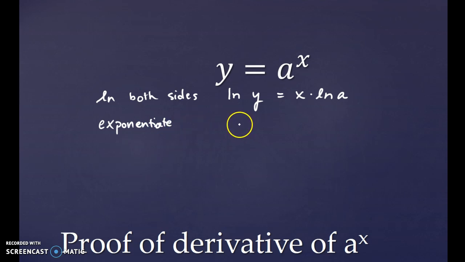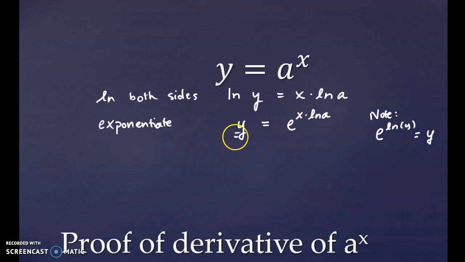So this would become just y, because e to the natural log undoes itself, and so then I have e to the x times natural log of a. I'm going to put a little note here. Because e to the and natural log are inverses, e to the natural log of y is just going to be y. That's where this comes from.